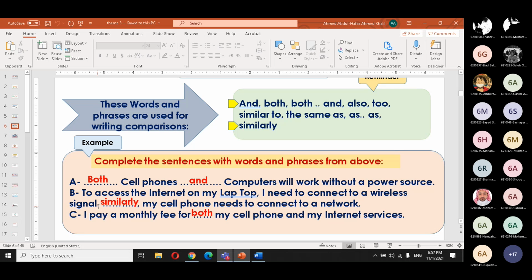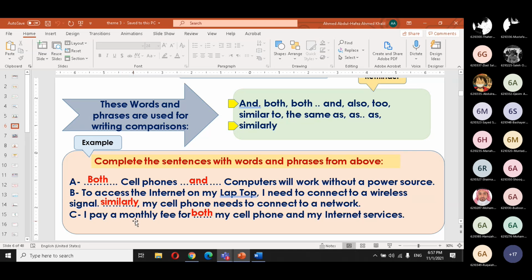Similarly, my cell phone needs to connect to a network. So here means both of them need network to connect to the internet. So they are similar. So when we say similarly, this means that you are comparing. This means that you are talking about similarities.